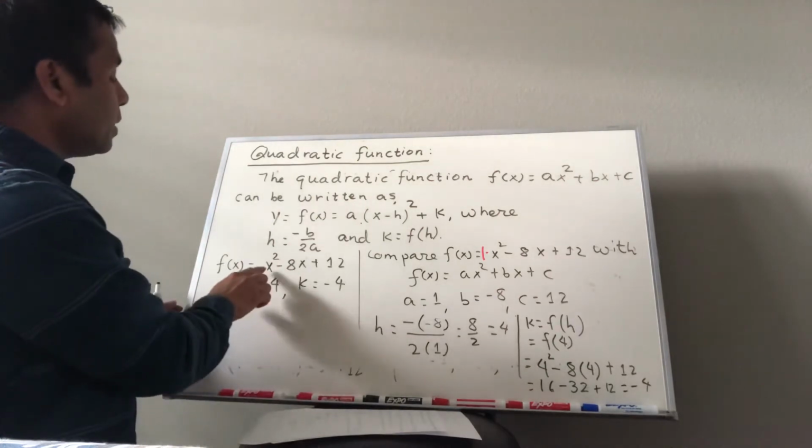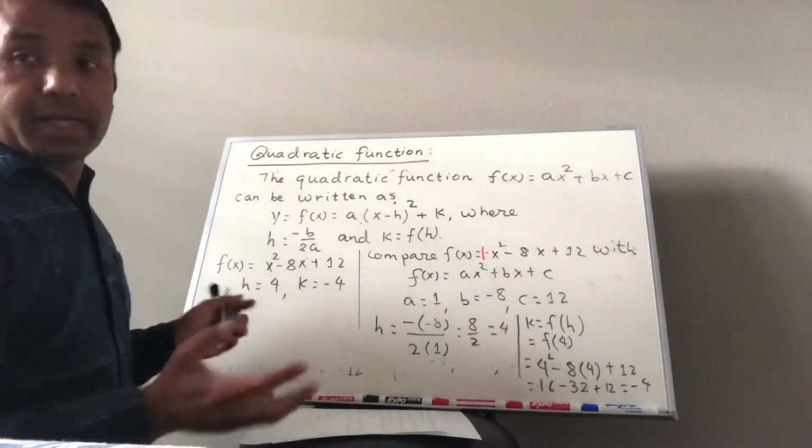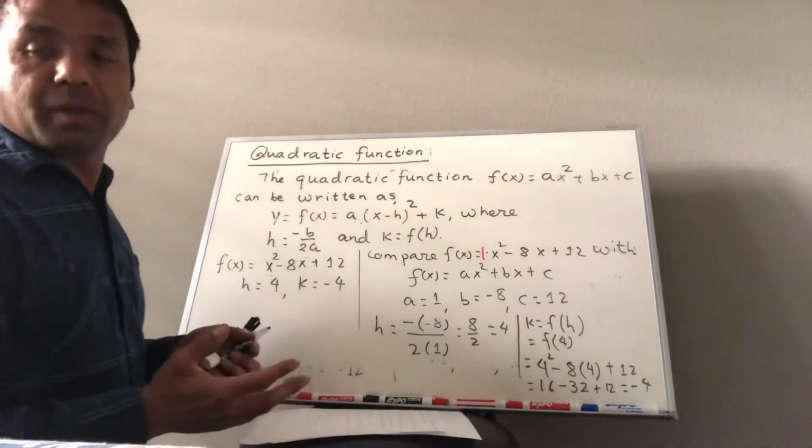or you can reduce these into this form, and compare and get the value of h and k. So you'll get the same value, okay?